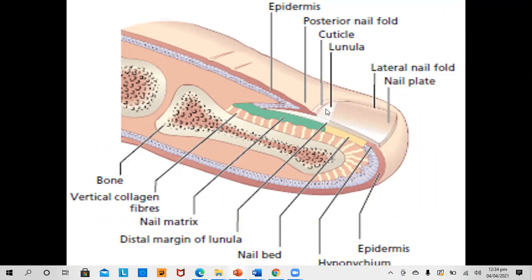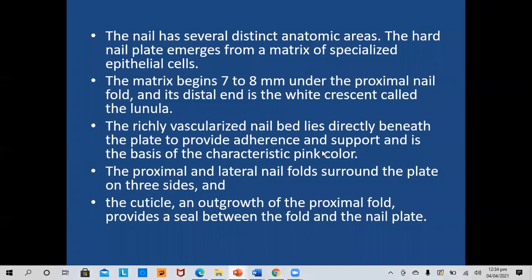The matrix lies beneath the lunula and beneath the proximal nail fold. Beneath the nail bed, there are the ligaments and then the bone. Nail has several distinct anatomical areas. The hard nail plate emerges from the matrix of specialized epithelial cells. Matrix begins 7 to 8 mm under the proximal nail fold, and its distal end is the white crescent called the lunula. That is what I have told you before.